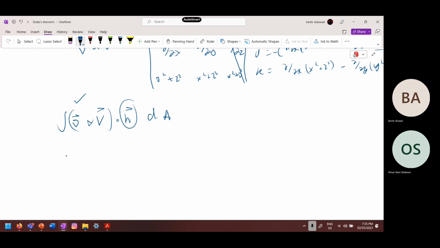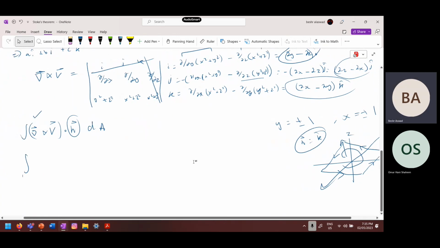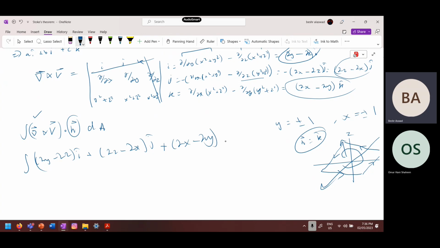Now, double integration, let's rewrite what we got from the curl. Sorry for this confusion. 2y minus 2z I hat plus 2z minus 2x j hat. Okay, I know that I'm solving it in a long way, but I believe that this is the best way to show that you know how to solve that. You're not just throwing some numbers. 2x minus 2y dot product with k dA. Now, here's the k hat also.